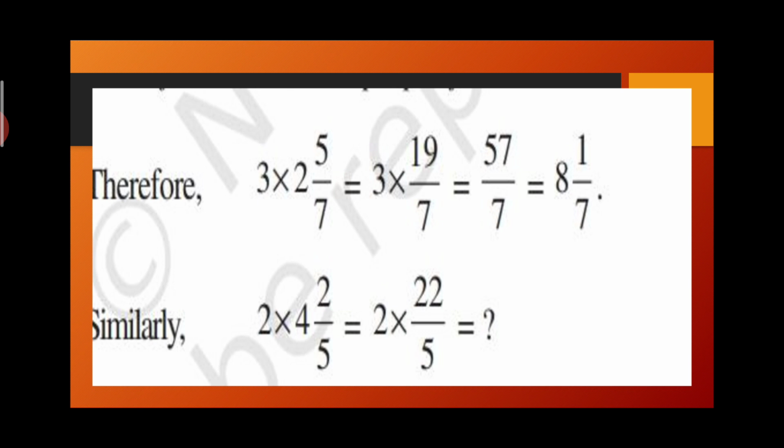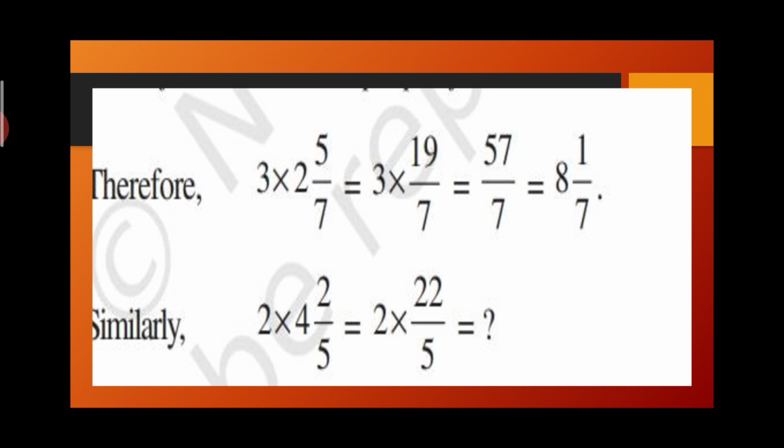Now the same process we did in our previous slide: you just have to multiply 19 into 3, that is 57, and the denominator will be the same. Now as you can see, 57 upon 7 is a number which we can further divide. So you have divided it here as 8 1 upon 7.